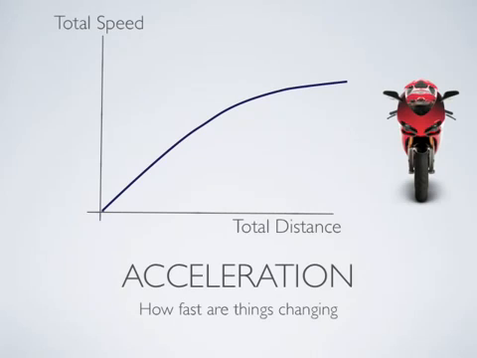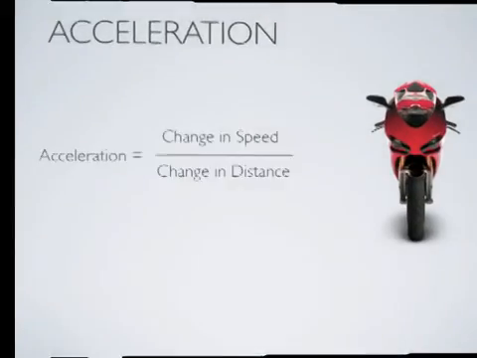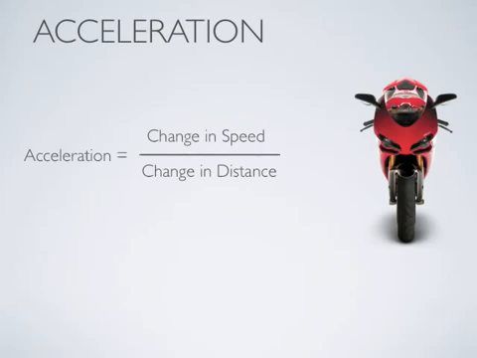Now, there's a good relationship between acceleration and marginal analysis. For example, if you're riding a motorcycle, you're accelerating very rapidly in the beginning, and then your acceleration begins to slow down as you go faster. Acceleration is equal to the change in speed divided by the change in distance.